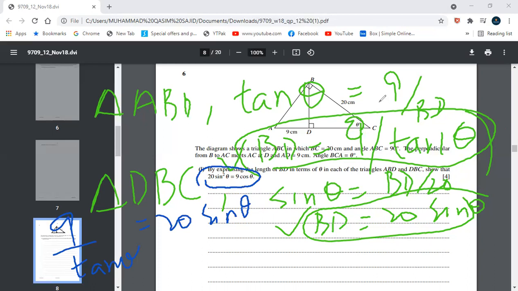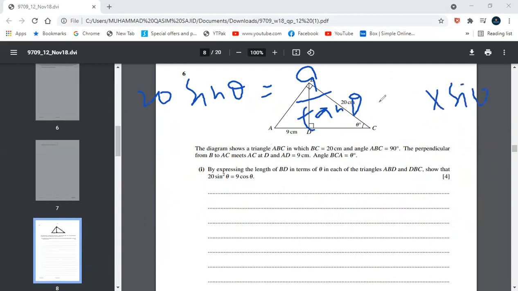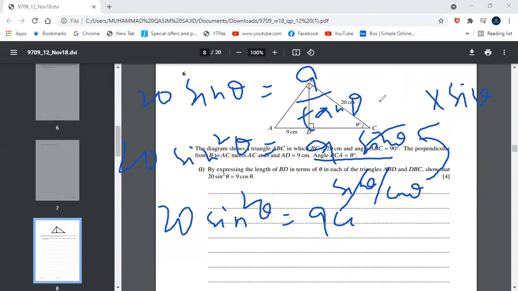So the value is basically 20 sine theta equals 9 upon tan theta. Multiply sine theta on both sides. So it must be 20 sine square theta equals 9 sine theta upon tan theta, where tan theta equals sine theta upon cos theta. So this sine will cancel out and this cos will go upwards. So 20 sine square theta equals 9 cos theta.